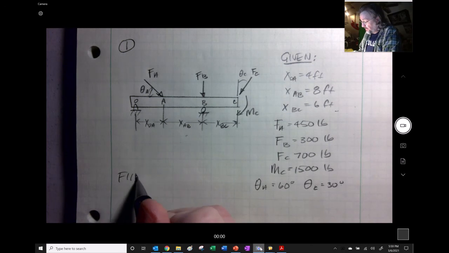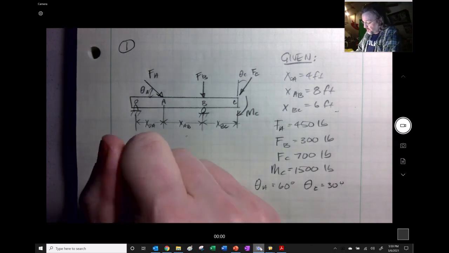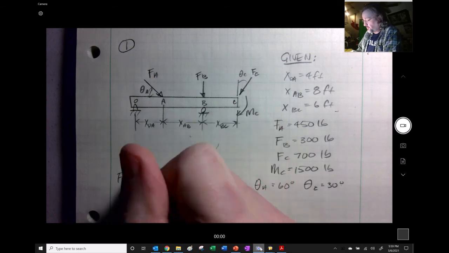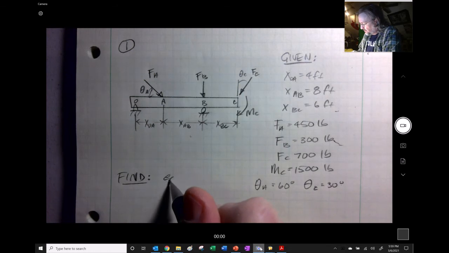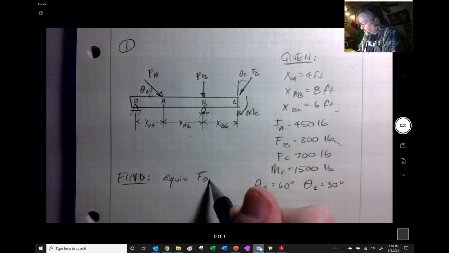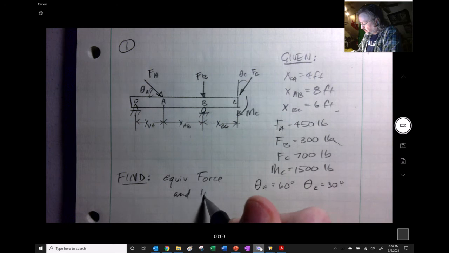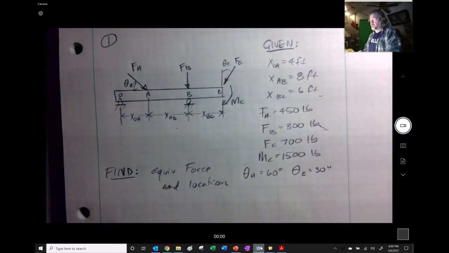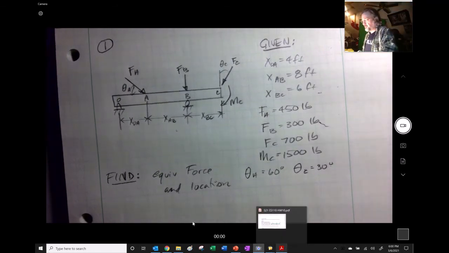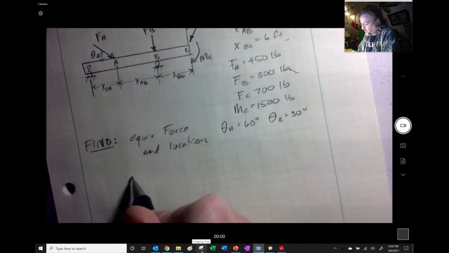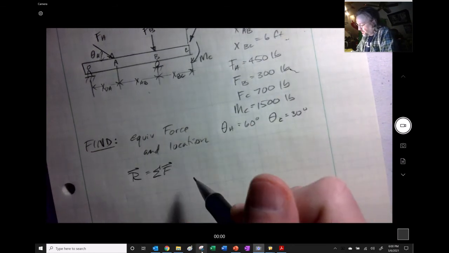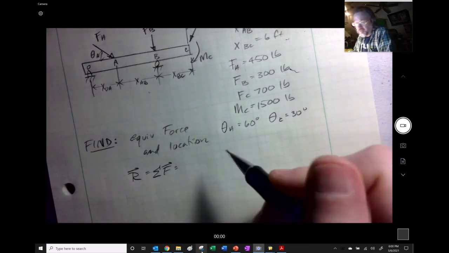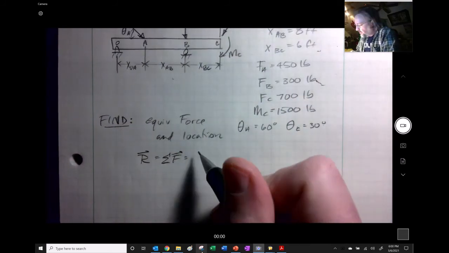And we want to find the magnitude and location. Yeah, magnitude and location. Equivalent force and location. So we want a single force. So what we do, let's find the resultant that we would have from all these forces. Sum of the forces right here. So I'm going to do this as unit vectors. I guess I'll do that.